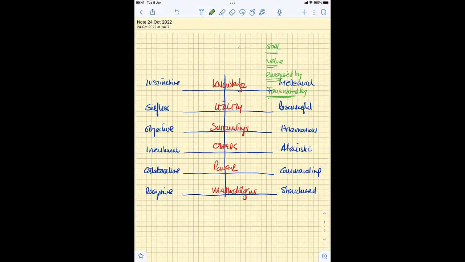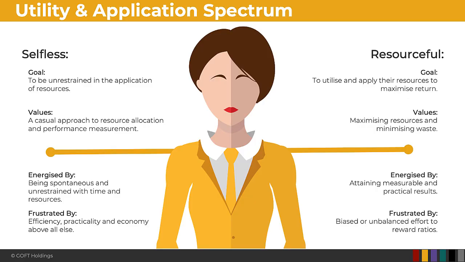And likewise for the other one, utility and application. In that spectrum we can talk about resourceful: their goal is to utilise and apply the resources to maximise return. They value maximising resource and minimising waste, and so on and so forth.